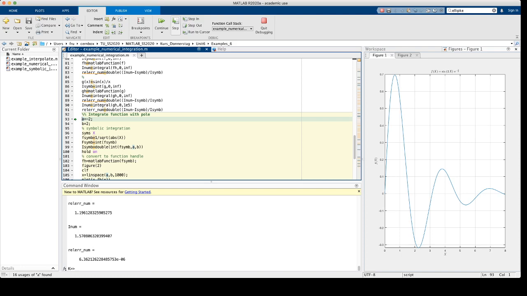We can also integrate functions that have a pole in the integration range, so a point where the function value approaches infinity. Let's consider the interval from 0 to 2, and we integrate 1 over square root of the absolute value of x in this integral. Let's have a look at the graph of this function.